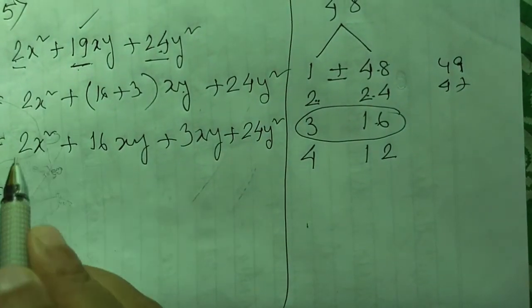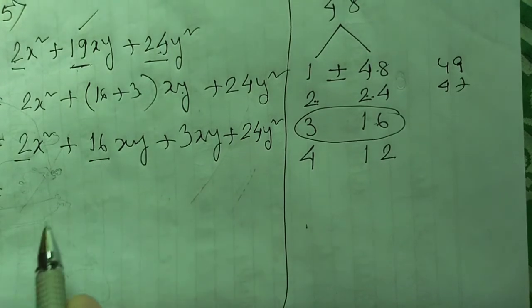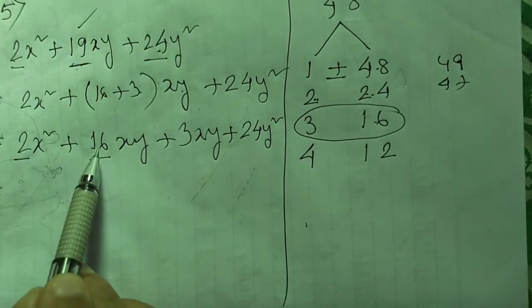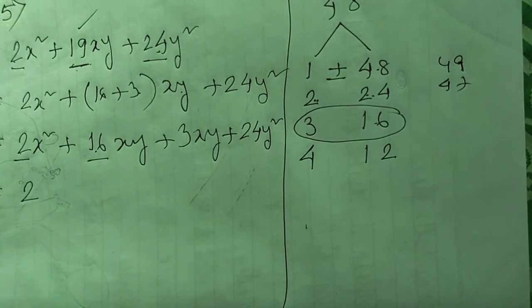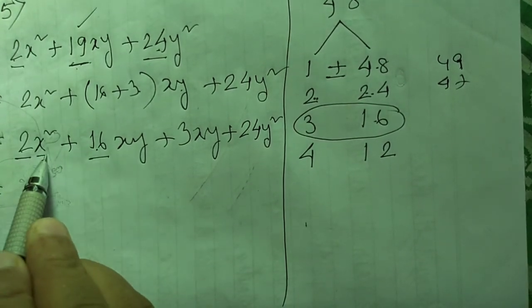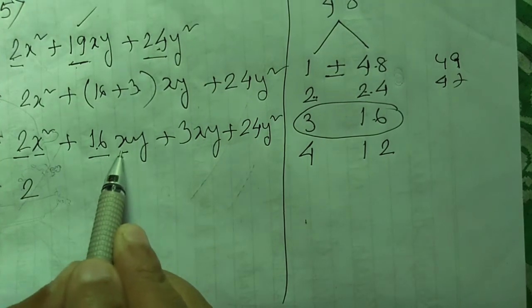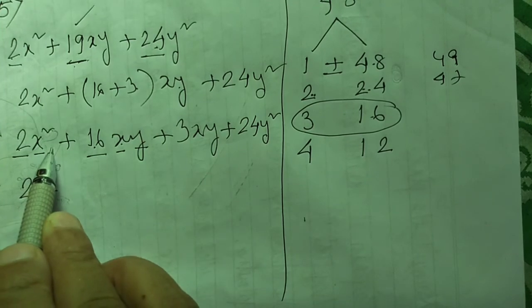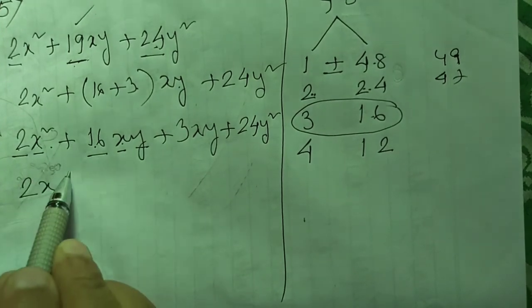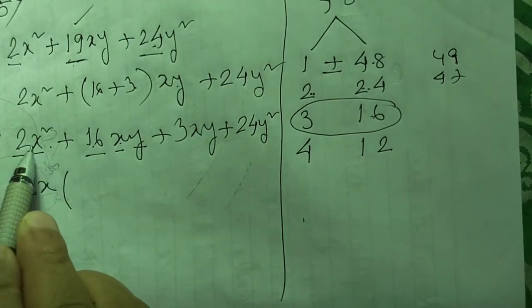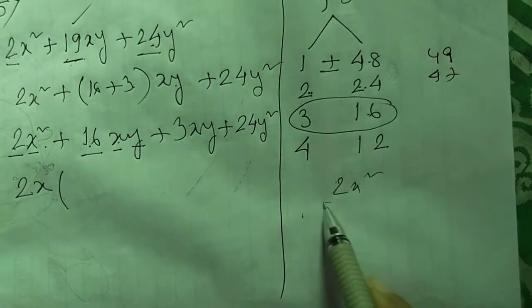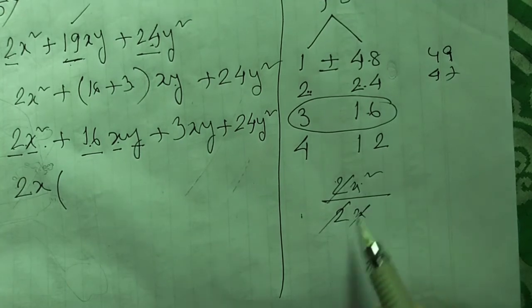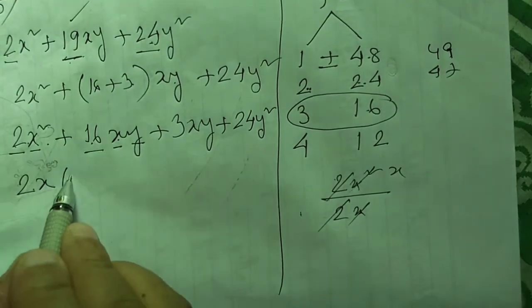Now again 2, 16. Which is the largest number by which you can divide 2 and 16? That is 2. And x square is there, x is there. Which is smaller? X. So we'll write x. Y is there, y is not there. So we'll not write y. Bracket. So by 2x you divide 2x square. 2x square we divide by 2x. 2 cancel. By x you divide x square. We get x. So only x.